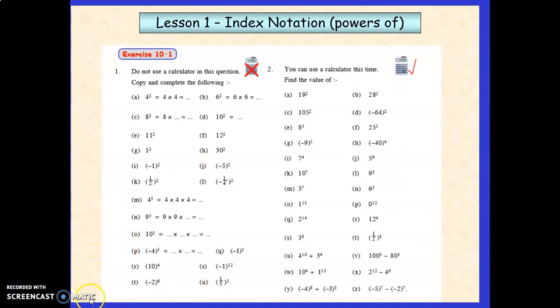Now here is the exercise that I'd like you to do today. It's exercise 10.1 and it's question 1 and 2. Question 1, I don't want you using a calculator, but question 2 you can use a calculator to help you with this. Be careful with the ones that involve a negative. Remember, a negative times a negative gives us a positive answer. The fractions ones, if that's something that you find difficult, I'm happy for you to miss the fractions questions out because they're a wee bit more difficult for some people.